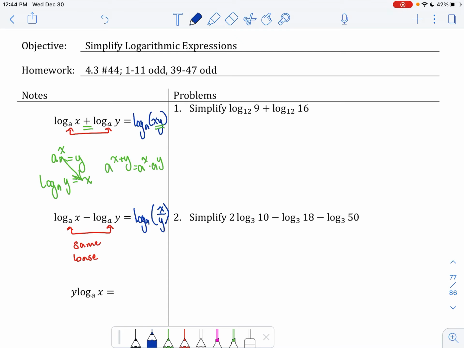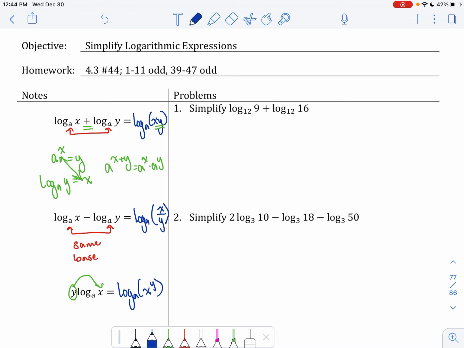And if we have y times log a of x, that's the same as log a of x to the y. One thing that I see a lot of students find helpful to do is just put an arrow in there so you can remember going up and down like that. Now, these are really helpful rules because they help us simplify log problems that we couldn't do without a calculator otherwise.